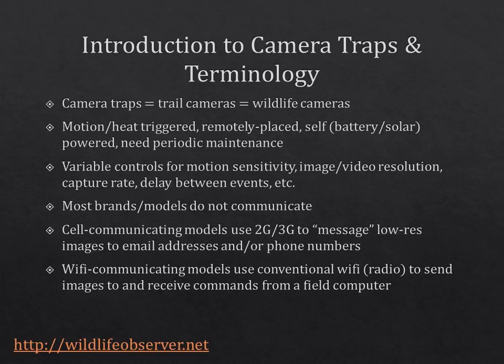And so there's only a few cell communicating models and a few Wi-Fi communicating models of camera out there. There's more cell communicating models than Wi-Fi. There's only a few true Wi-Fi. Some cell communicating cameras are called Wi-Fi or wireless, but they're really communicating through a cell network. The way that works is that the camera sends basically messages, an image to an email address and/or phone number. The Wi-Fi cameras use conventional Wi-Fi to send their images to a field computer of some kind, which then transmits it to a server.